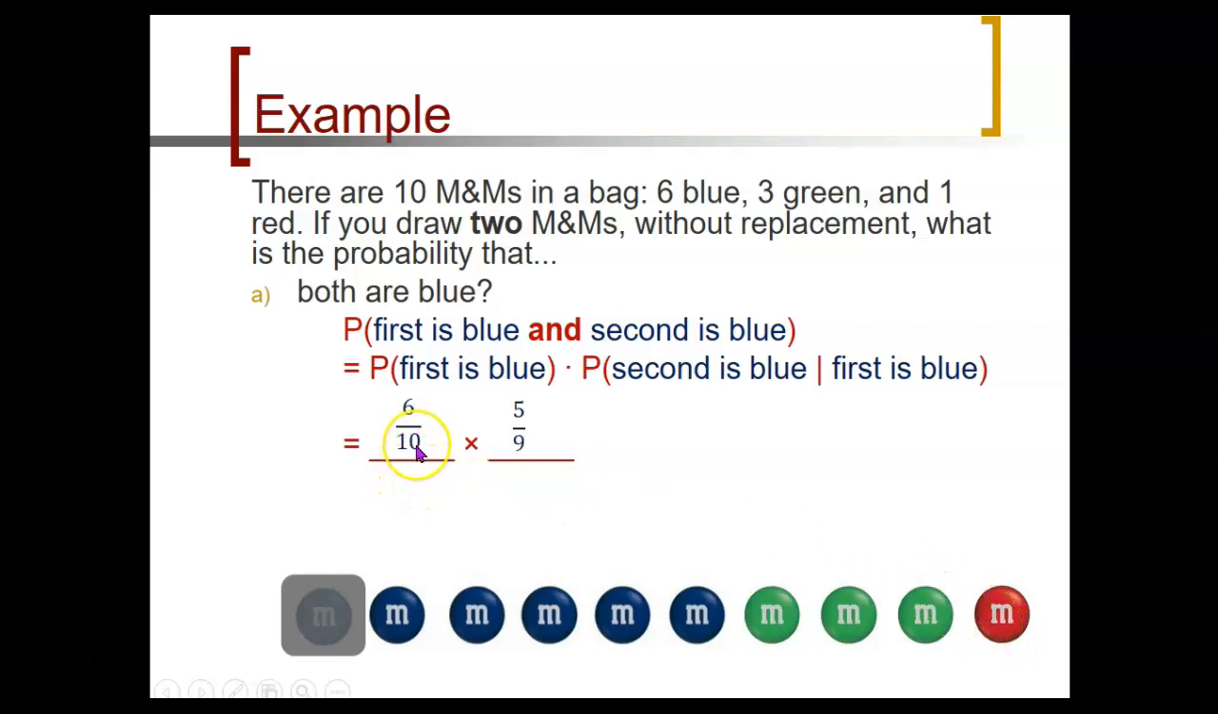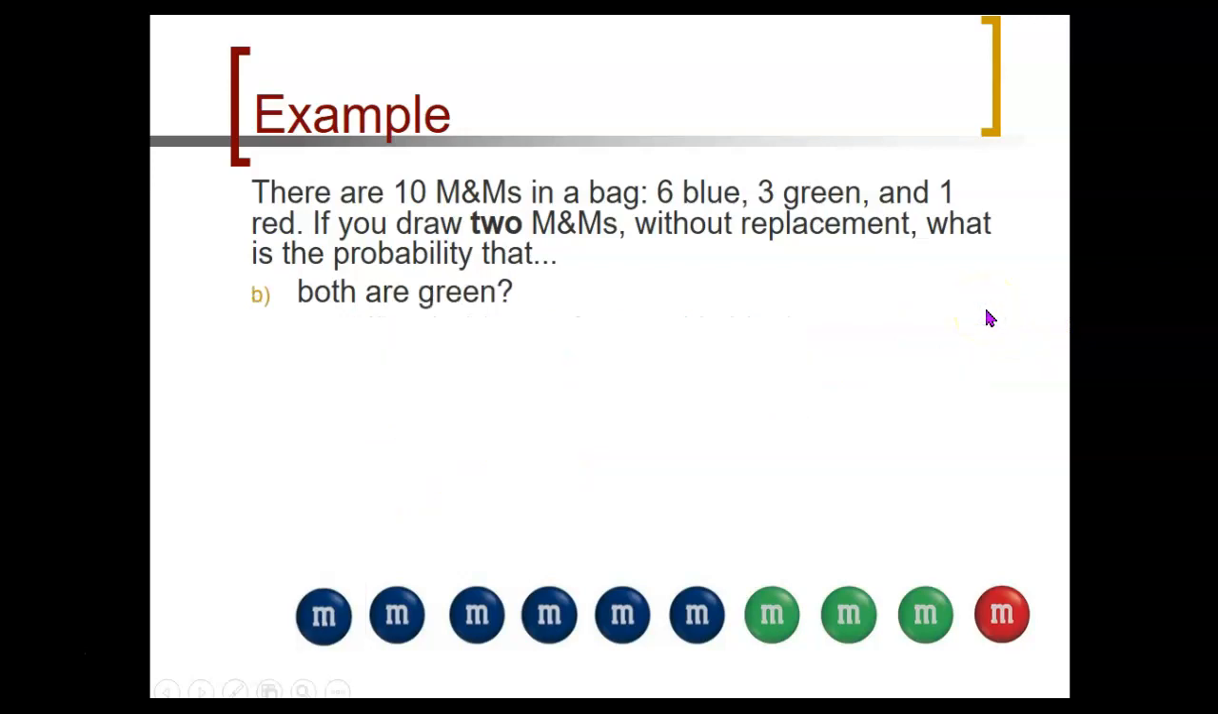So we got the probability of the first one being blue, 6 over 10, times the probability of the second one being blue if the first one was, 5 over 9. When we multiply those together, on top we get 6 times 5, which is 30. On the bottom we get 10 times 9, which is 90. So 30 over 90 can be reduced to just 1/3. The numerator and denominator are both divisible by 30. So in lowest terms, the probability is 1/3. As a decimal, that would be about 0.333. So you've got a 1/3 chance that both of the M&Ms you pull out are blue.